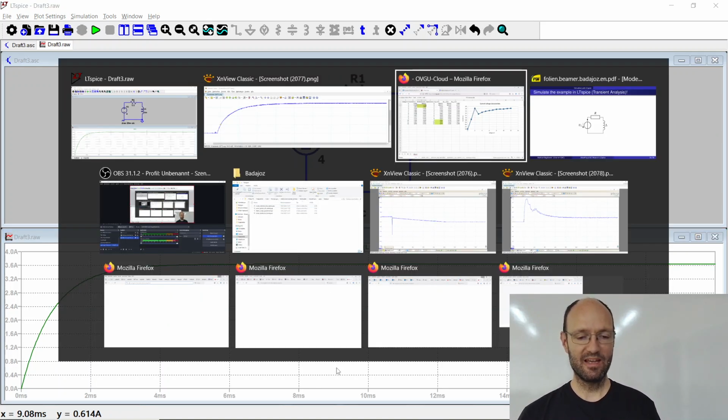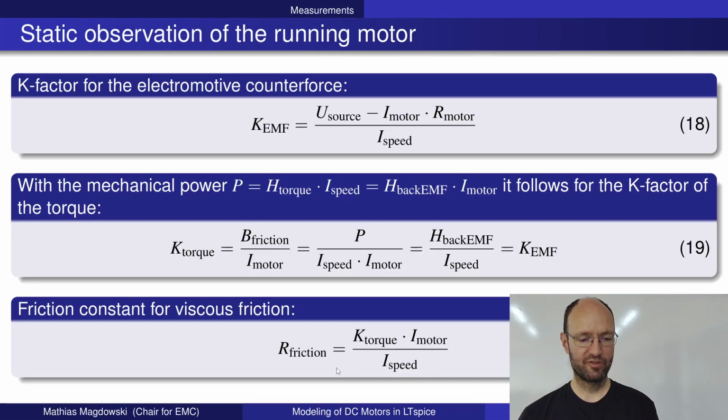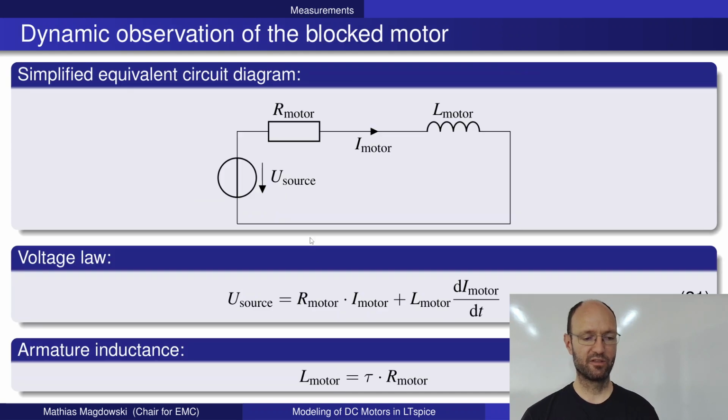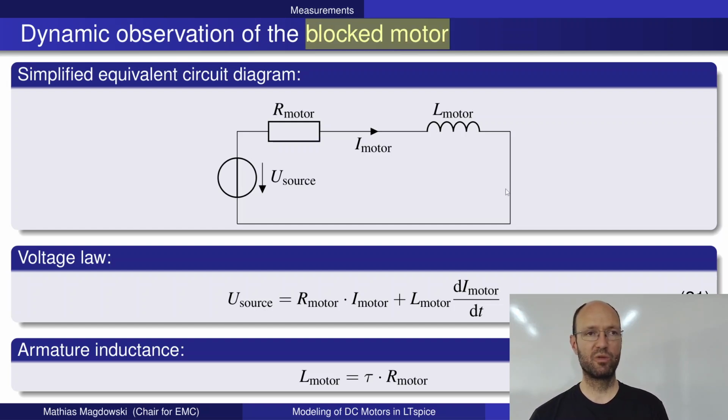So as discussed on Wednesday, let me go back to the corresponding slide, which was this one here. If we have the blocked motor, as said, there is no counter electromotive force because we have no speed. So we really just have our voltage source, the motor resistance, and the motor inductance. And we can set up Kirchhoff's voltage law for the circuit, which would look like this: the source voltage needs to go into the motor resistance and Ohm's law, and into the law of induction.